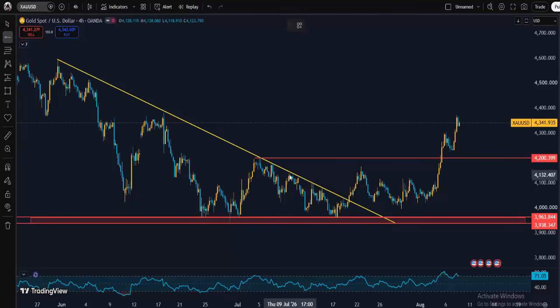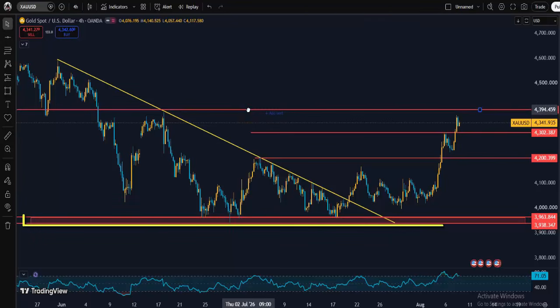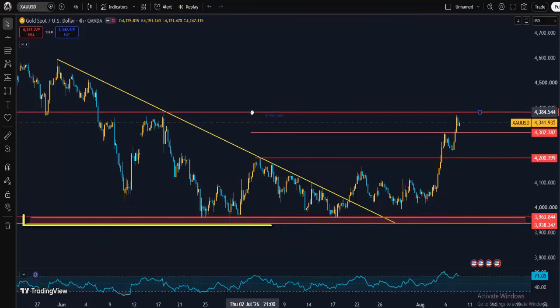If gold continues to hold above this broken trend line and keeps forming higher highs and higher lows, it would provide stronger confirmation that the market is transitioning into a bullish phase. Now, let's move to the next important area, the discounted price zone.